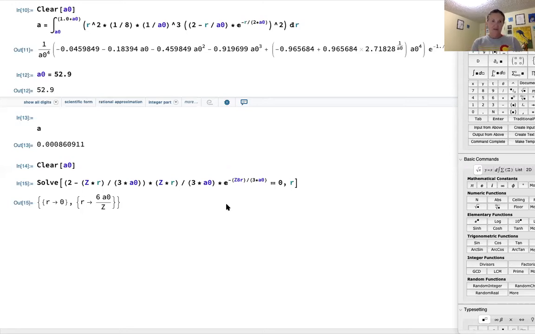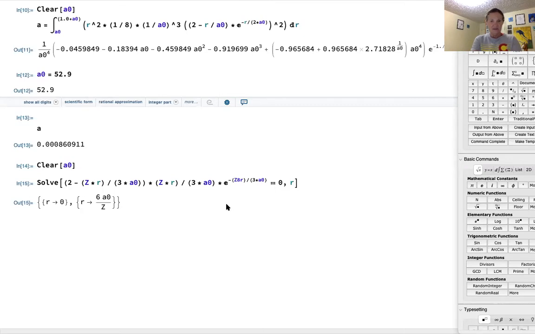Right after the line, which was output from the last problem where we got 8.6 times 10 to the minus 4, I started a new problem, and I could have put a comment there, which I should have, that says I'm starting a new problem. So now I'm starting 8.7. I'm looking for the zeros in the 3p orbital. So first I clear the value of A0 because I don't want the answer as a numerical value. I want it as a function of A0.